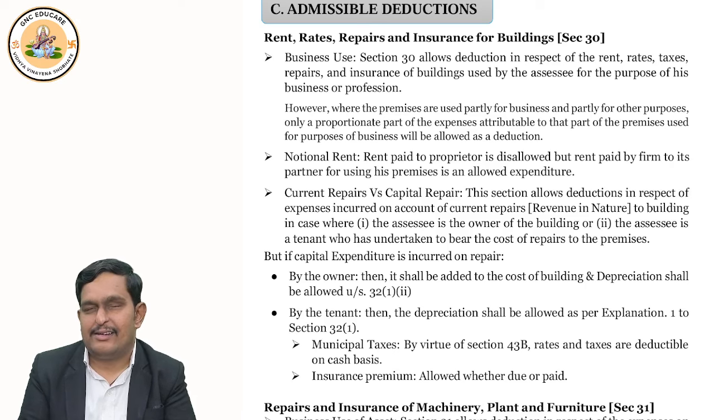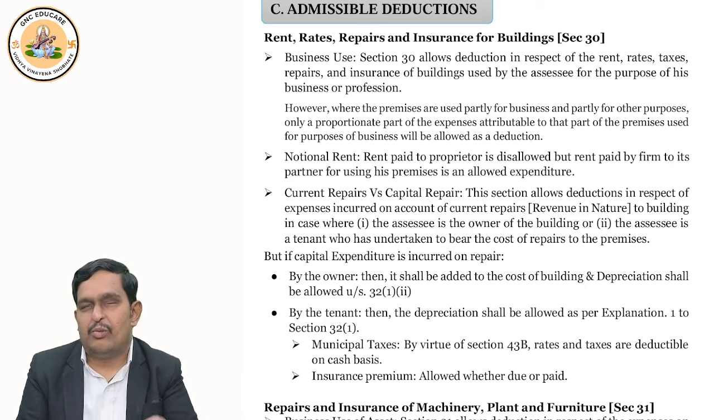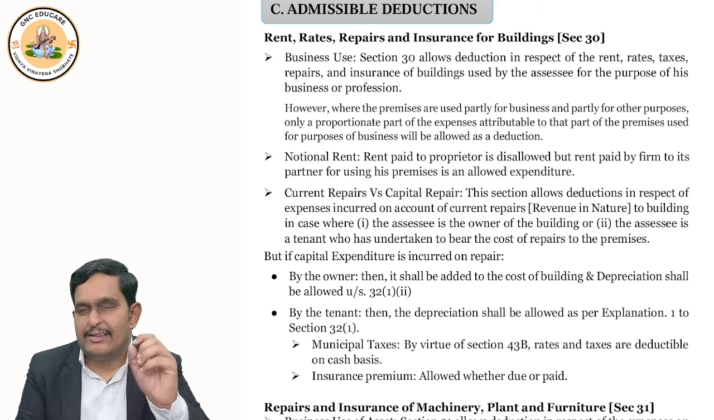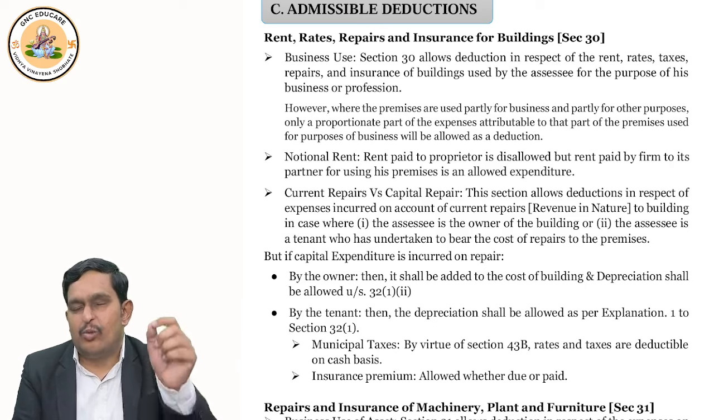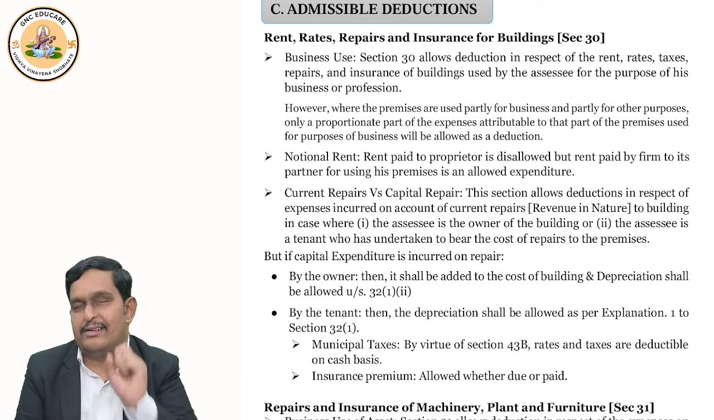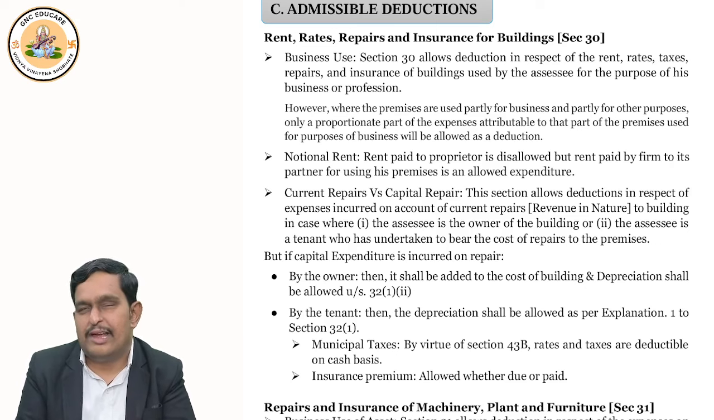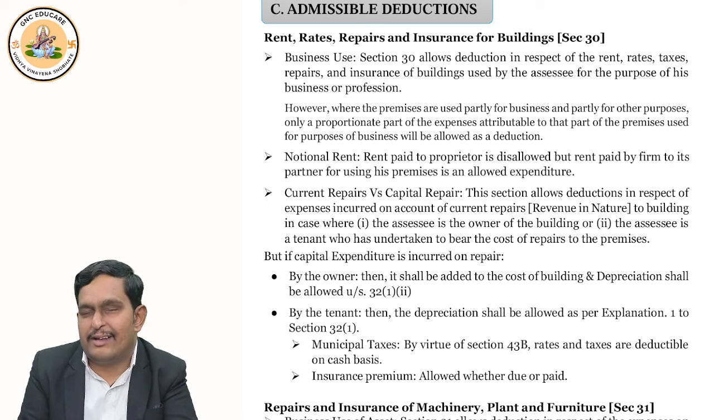Rates and taxes. Now, if it is a building, obviously some property taxes would be there. Water tax may be there, sewage tax may be there. So whatever property related taxes are there, you can claim as deduction here. But when I talk about taxes, it can be claimed as deduction only if it is actually paid. Suppose it is due, can you claim deduction? Look, rent due, you can claim deduction. Repair related expenditure due, you can claim deduction.